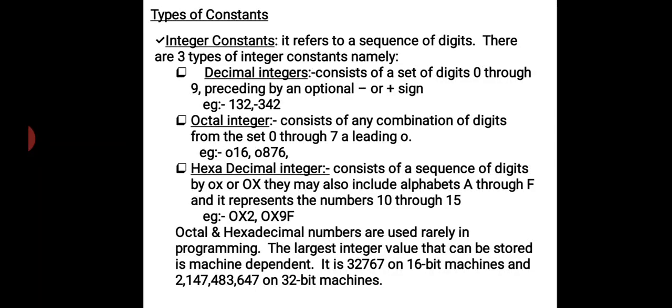Next, hexadecimal integer. Hexadecimal in the sense base value is 16; 0 to 9 are the decimal digits, and the remaining are the hexadecimal digits. Consists of a sequence of digits preceded by 0x or 0X. They may also include alphabets A to F, which represent the numbers 10 to 15. Example: 0x2, 0x9f. Octal and hexadecimal numbers are used rarely in programming.